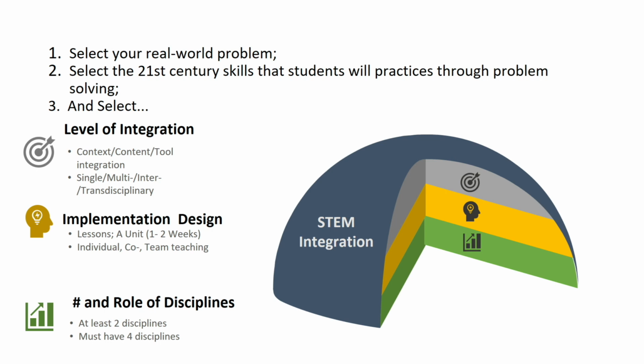So let's wrap up. When you think about integrated STEM, first, you try to modify your lesson into a more integrated STEM lesson, or you develop a lesson plan for an integrated STEM lesson. What you need to do is first select your real world problem, select a 21st century skill that students will practice through the problem solving, and then select the level of integration, the implementation design, and the number and role of disciplines. Those are the things you need to take into consideration while you think about what your integrated STEM lesson looks like.